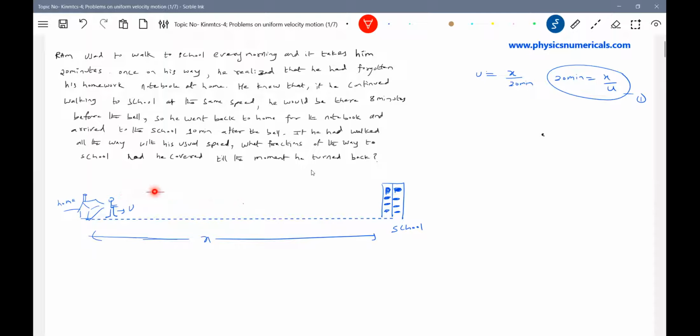Let me clear this. This distance, let me call it s. He will return back, and again he'll go to the school. He turned back here.